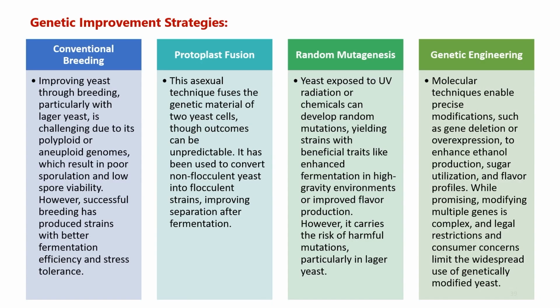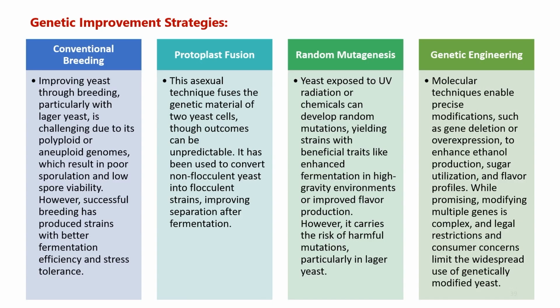Improving yeast through breeding, particularly with lager yeast, is challenging due to its polyploid or aneuploid genomes, which result in poor sporulation and low spore viability. However, successful breeding has produced strains with better fermentation efficiency and stress tolerance. Another approach is protoplast fusion. This asexual technique fuses the genetic material of two yeast cells, though outcomes can be unpredictable. It has been used to convert non-flocculent yeast into flocculent strains, improving separation after fermentation.